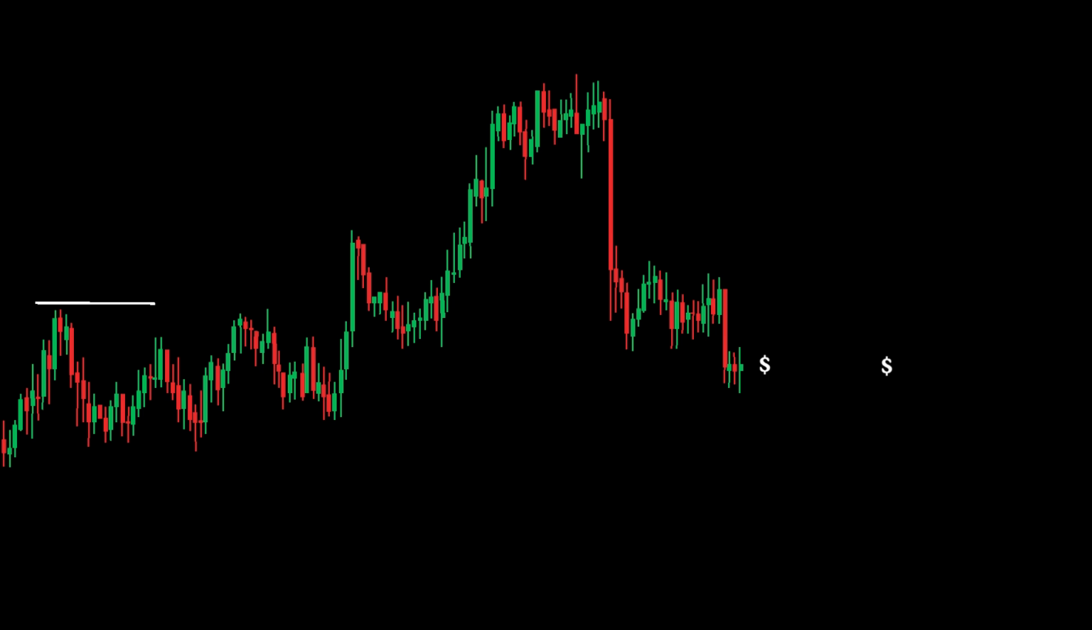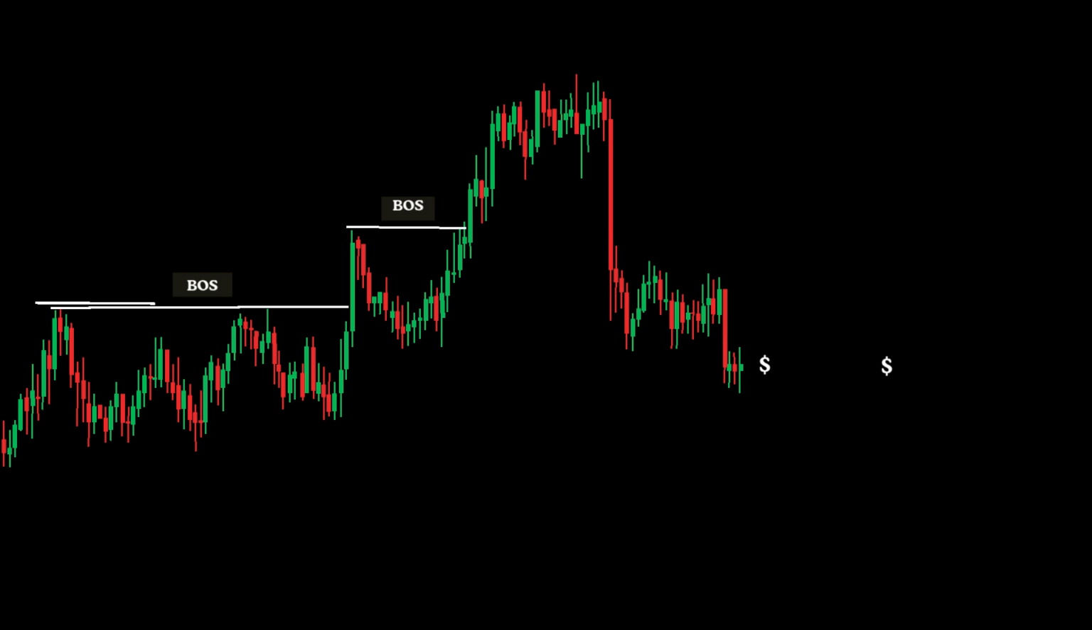Pound Yen 1 Hour Chart Analysis. On the 1-hour chart of Pound Yen, we observe that the price is in a clear uptrend, marked by a series of bullish breaks of structure, BOS. Within this bullish context, two potential demand zones stand out, areas where price could reverse and continue the upward momentum.